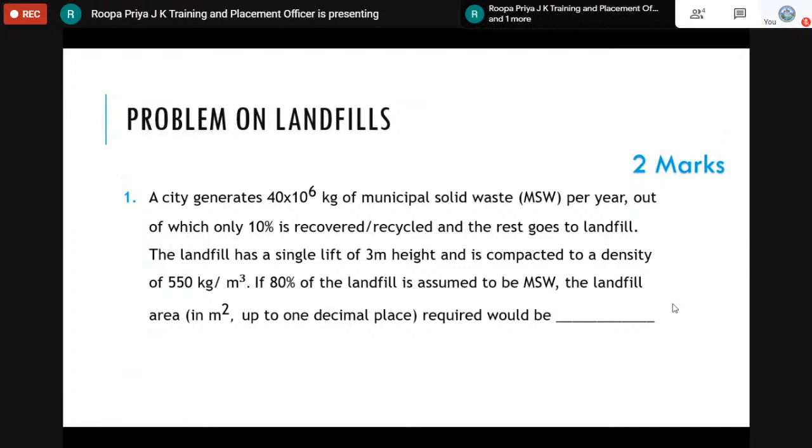The landfill has a single lift of 3-meter height and is compacted to a density of 550 kg per meter cube. If 80% of the landfill is assumed to be municipal solid waste, the landfill area in meter square up to 1 decimal place required would be dash.